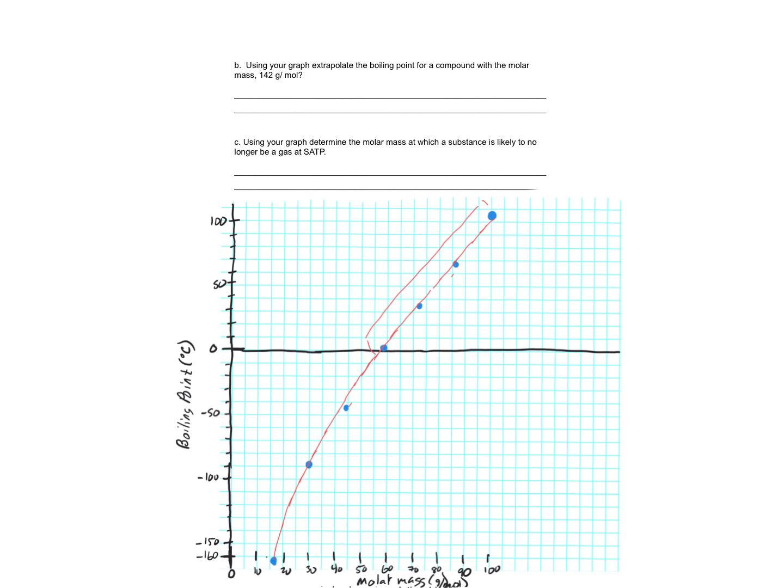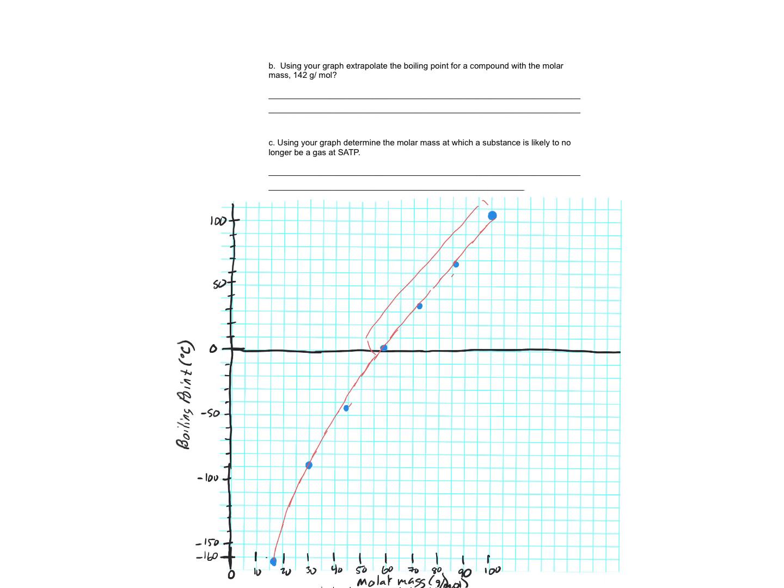So here it asks us to use the graph to extrapolate the boiling point for a compound with the molar mass 142 grams per mole. So I'm actually going to copy over my graph from the previous page. All right, so the first one wants us to extrapolate. Extrapolate means to find something outside of the tested range, right? So my tested range only goes up to a molar mass of 100. They want us to predict for a molar mass of 142. So I need to go out to 100, 110, 120, 130, 142. So that's about here.